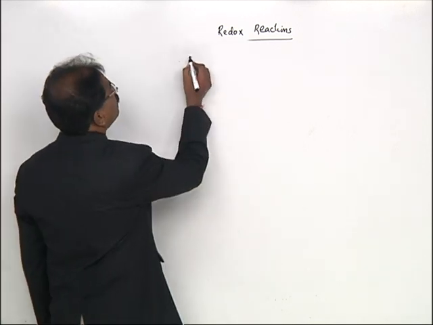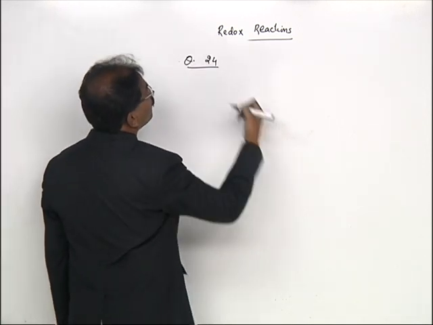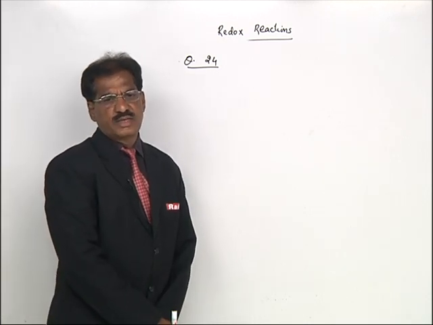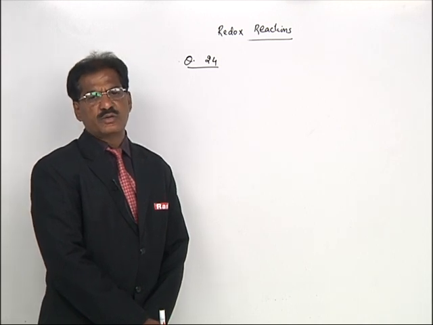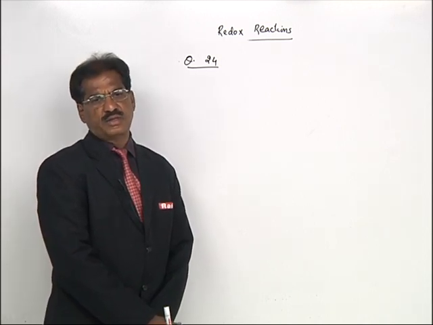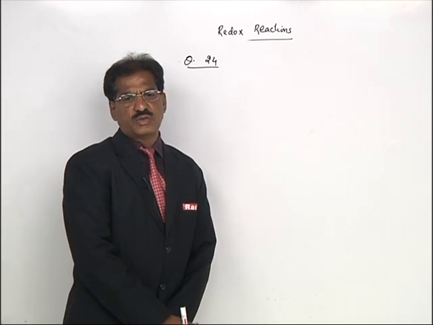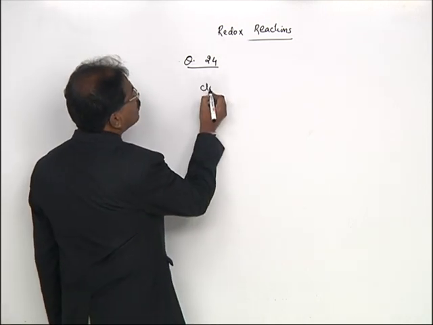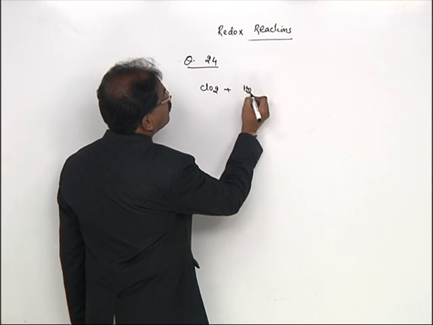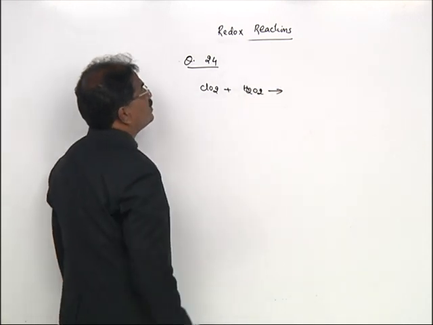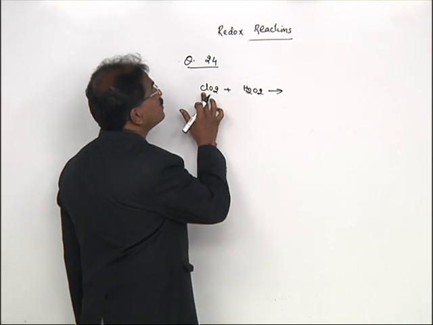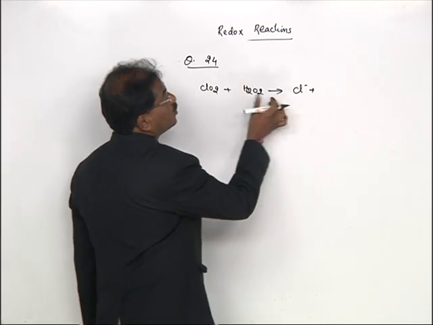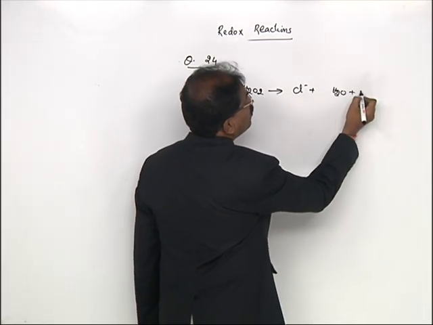Next, question number 24. In alkaline medium, ClO2 will oxidize H2O2 into O2 and reduce itself into Cl minus. Therefore, how many moles of H2O2 will be oxidized by 1 mole of ClO2? ClO2 plus H2O2. They said that ClO2 is undergoing reduction into Cl minus. Next, they said that H2O2 has been converted into H2O and O2.